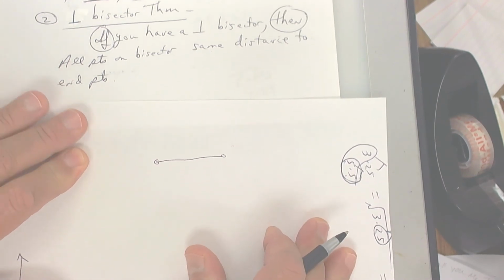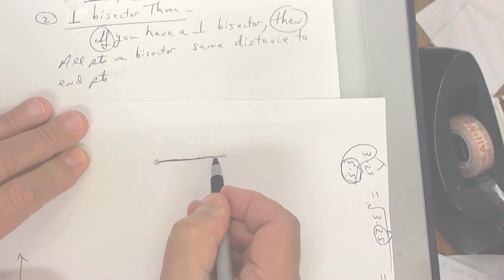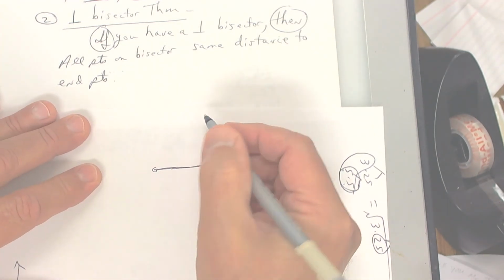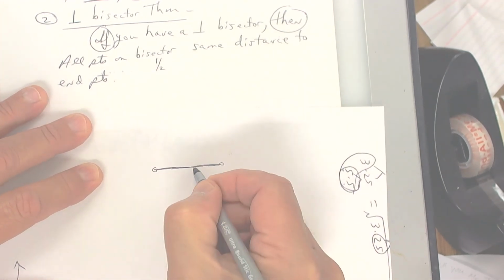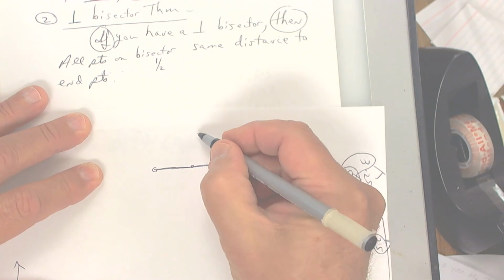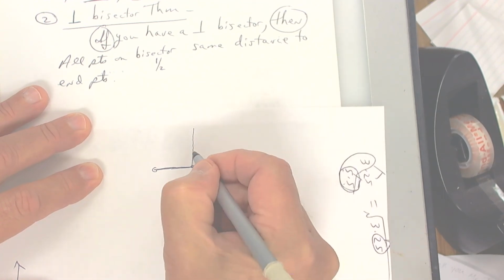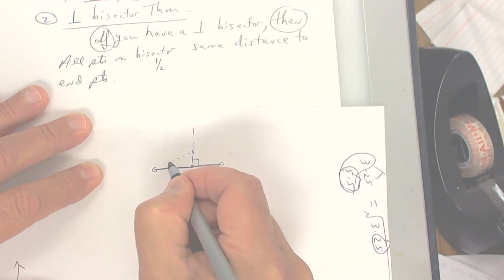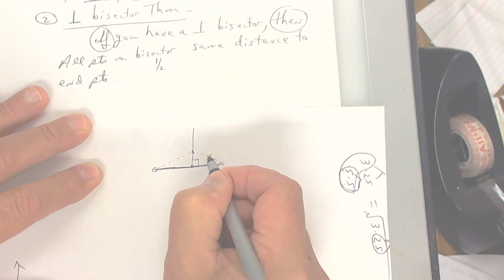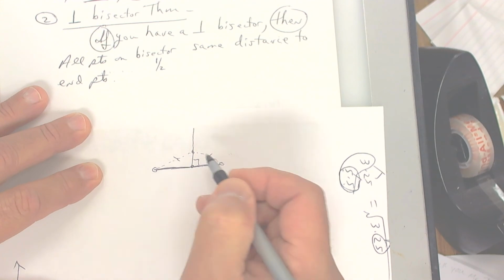Just make a segment, okay? And what we want to do here is do perpendicular bisector. Remember, bisector is half, so we want to find the midpoint, and we want to go 90 degrees. That's what perpendicular means, okay? So any point on here, the distance from here to here is equal. That makes it an isosceles triangle.